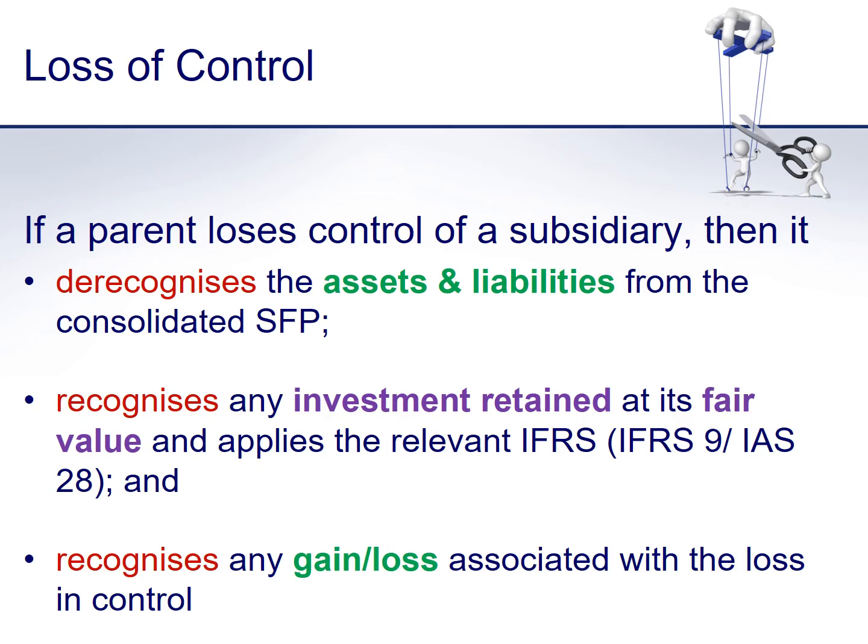The only time a parent would ever recognize a gain or loss in respect of a subsidiary is if it loses control of a subsidiary. Now, an entity can lose control through various means. We spoke earlier where we said, well, power typically is represented by shareholding, and one would assume that if I sell enough shares, then I might end up losing control. But I could lose control without selling a single share.